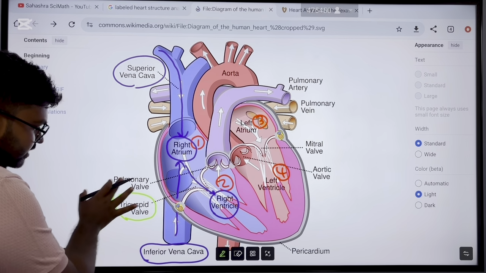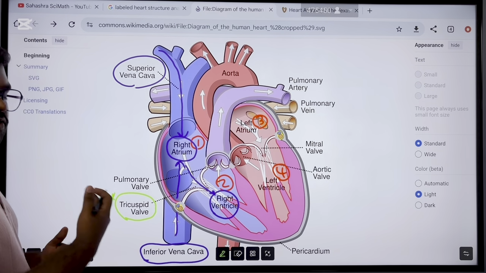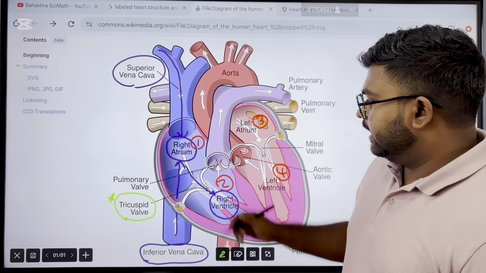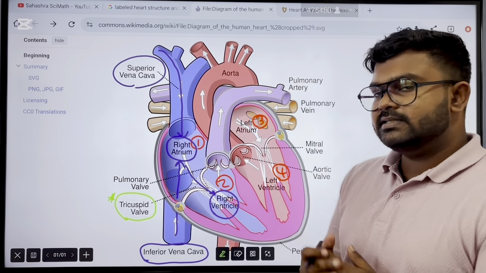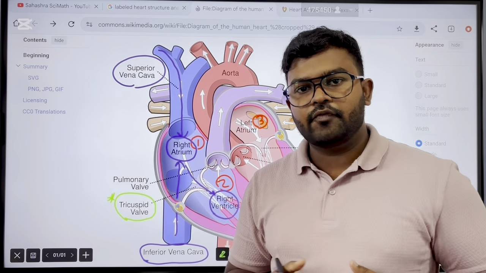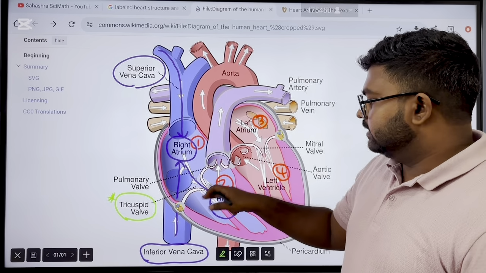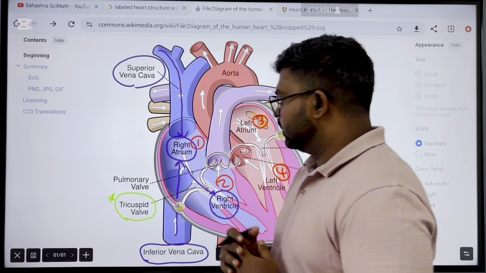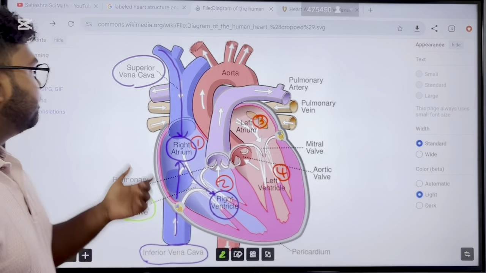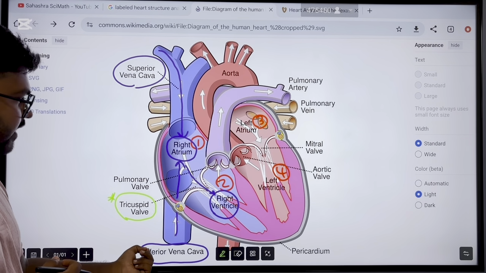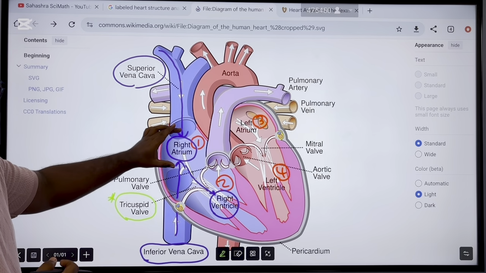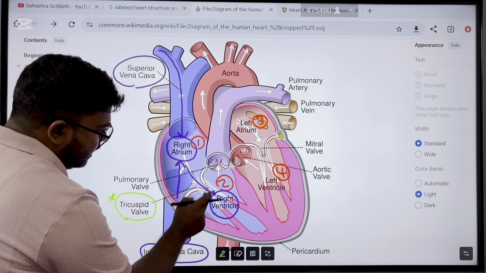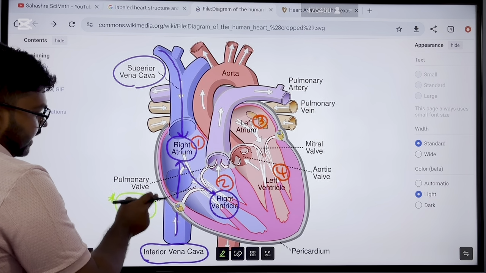What is the function of this tricuspid valve? It is like a one-way door, which opens only to one side. It prevents backflow of blood into the right atrium. As I told you, the superior vena cava and inferior vena cava drain blood into the right atrium, then from the right atrium blood passes into the right ventricle through the tricuspid valve.